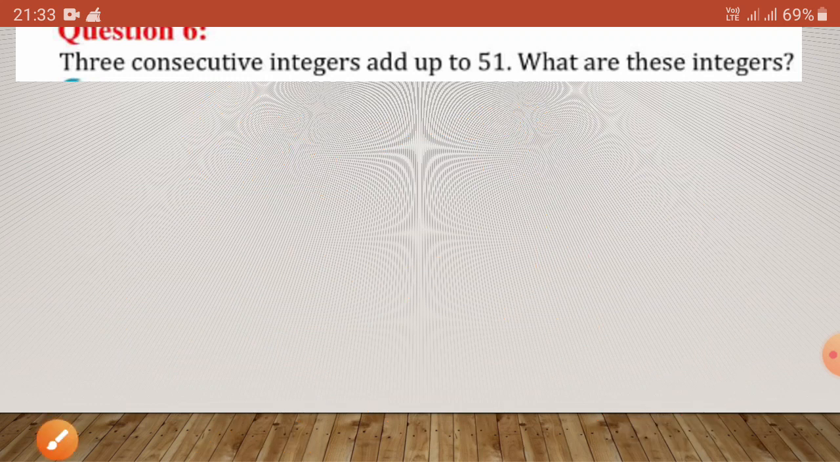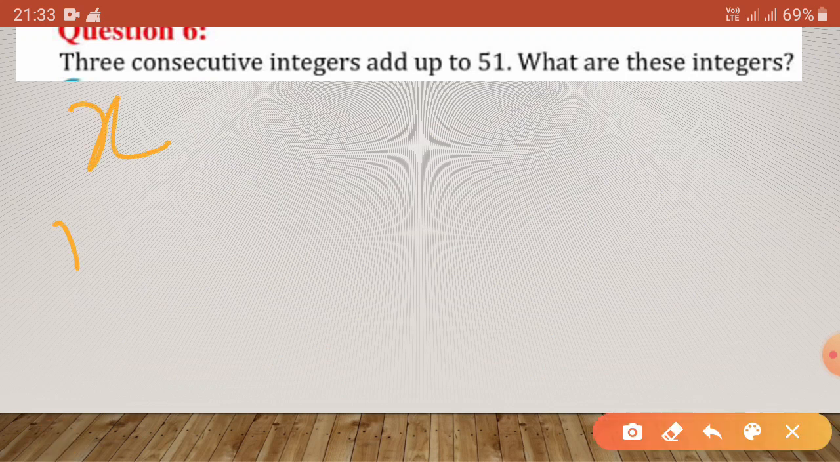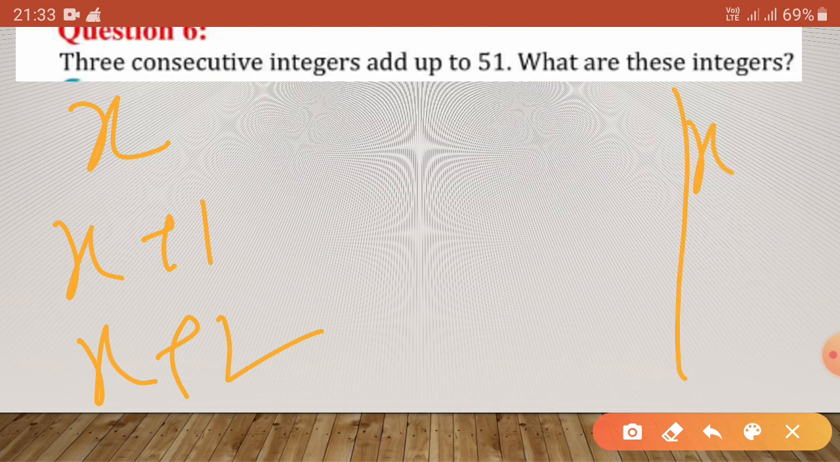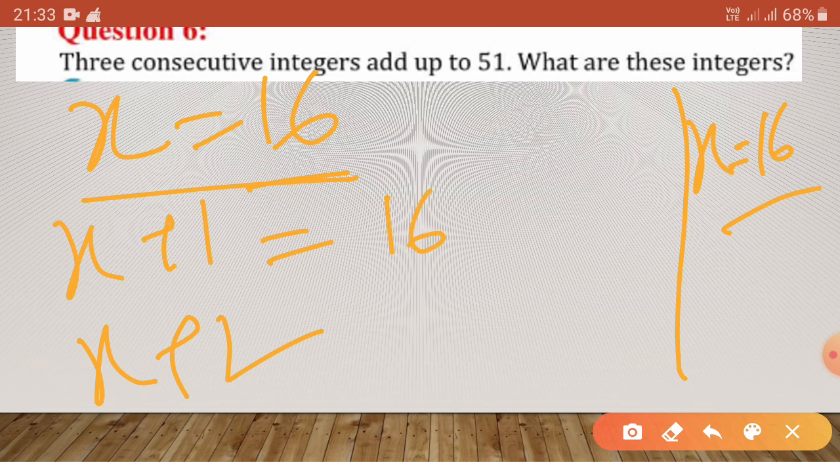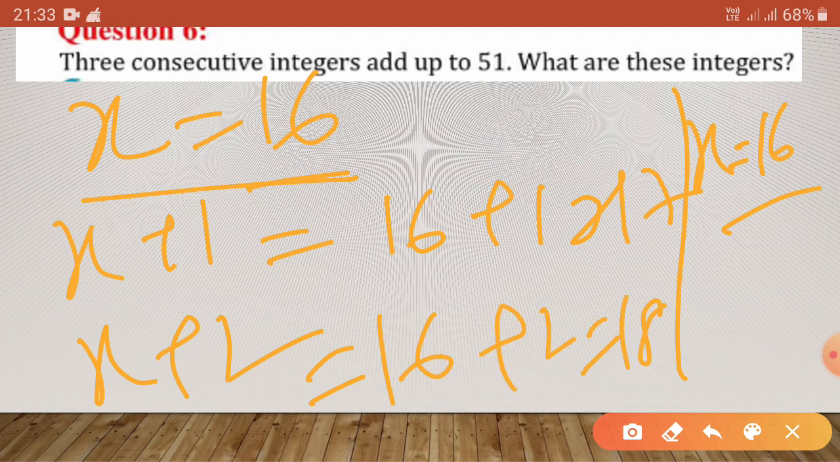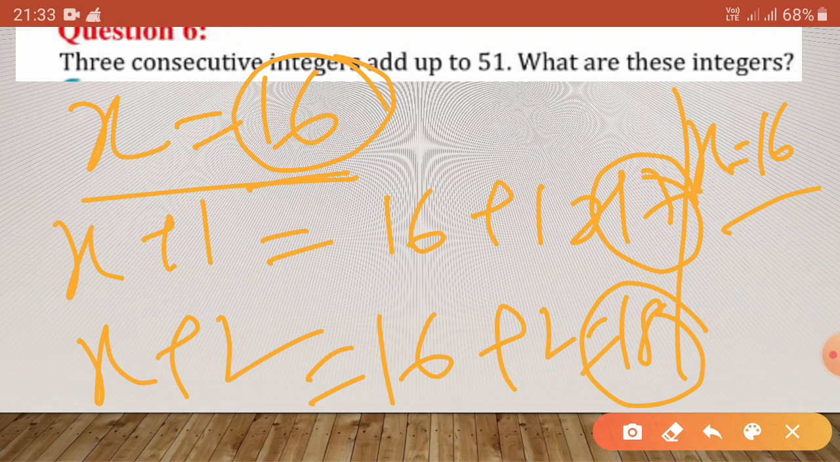Okay, so what are the numbers we already assumed? One is x, another one is x plus 1, another one is x plus 2, and already we got x is equal to 16. So one number is 16, the next number will be plus 1, so 16 plus 1, that is 17. The next number will be x plus 2, that is 16 plus 2, which gives us 18. So the numbers will be 16, 17 and 18. All three numbers give us 51 when added up.